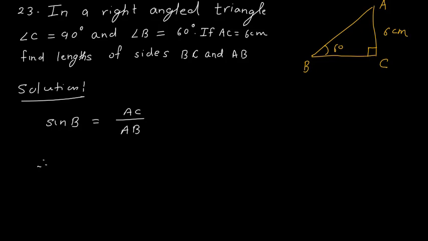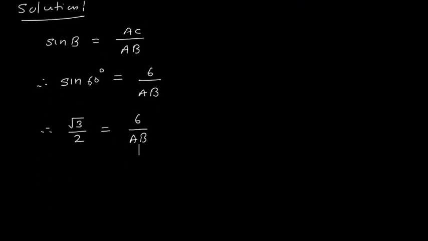Sine B means sine 60 degrees, which equals AC, 6, divided by AB. Now sine 60 is root 3 upon 2. So root 3 upon 2 is 6 upon AB. Therefore AB is equal to 6 into 2 divided by root 3.